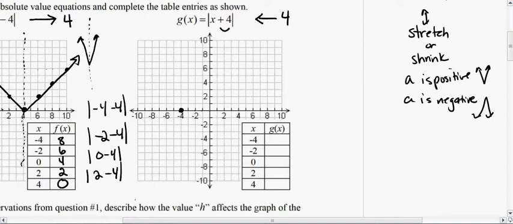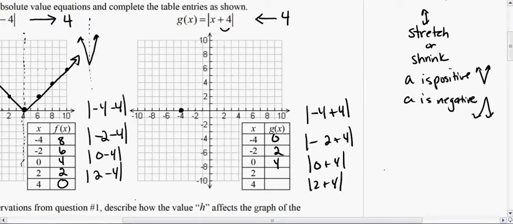Let's use the table of values now to get some more points. So once again, I'm plugging the values from the table into the function that they're giving me. So negative 4 plus 4, that's 0. Negative 2 plus 4 is 2. 0 plus 4 is 4. 2 plus 4 is 6. I think I can do the last one in my head. 4 plus 4 is 8.